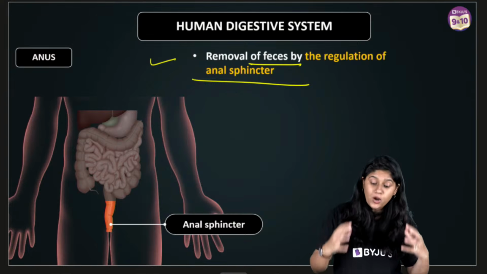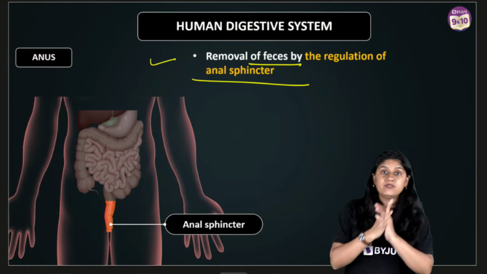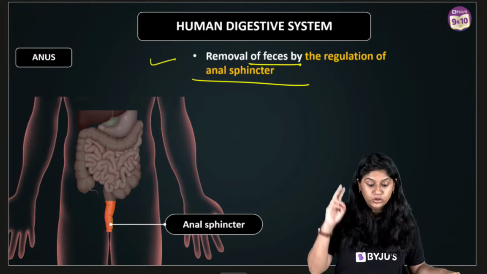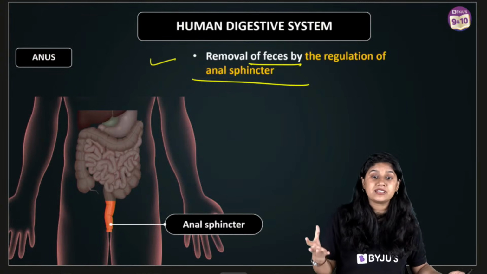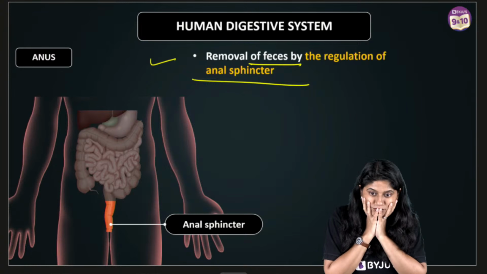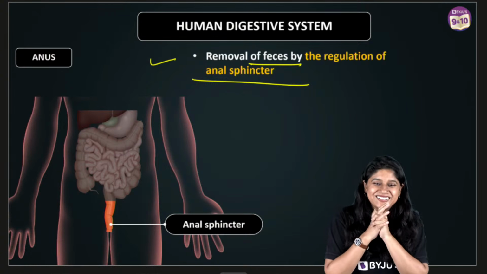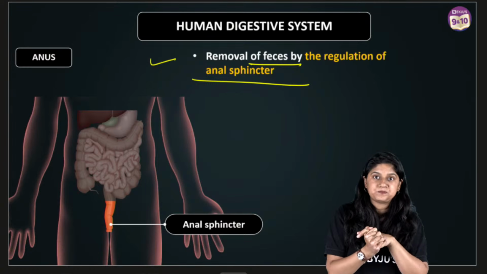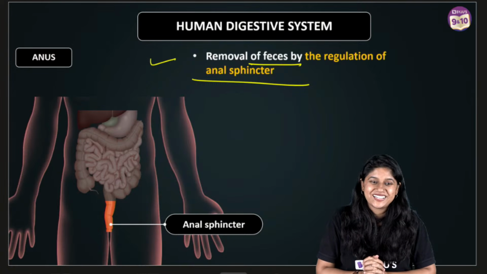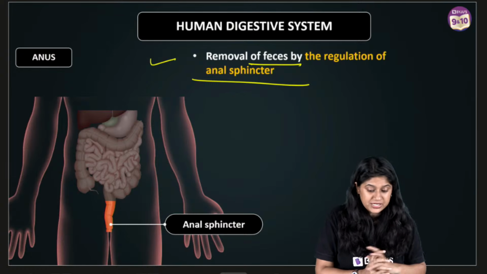So everyone, this whole process is what we discussed about the human digestive system. We took 2 breaks in between so that all of you have a clear understanding. Yes? Everyone, are we clear with this? Clear, clear, clear? Yes, very good. Awesome.